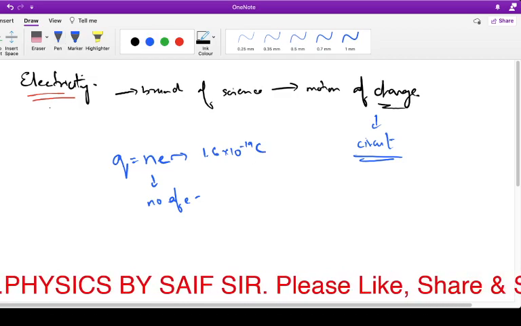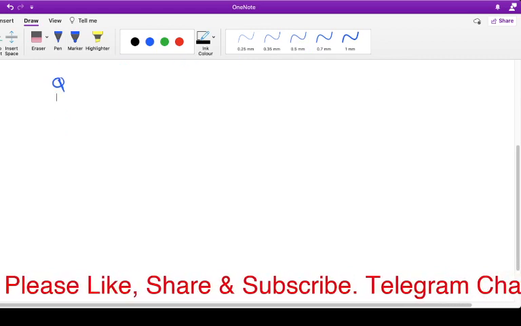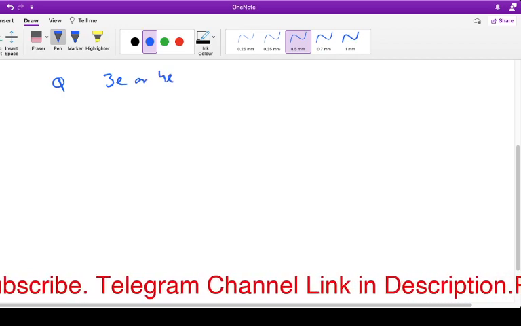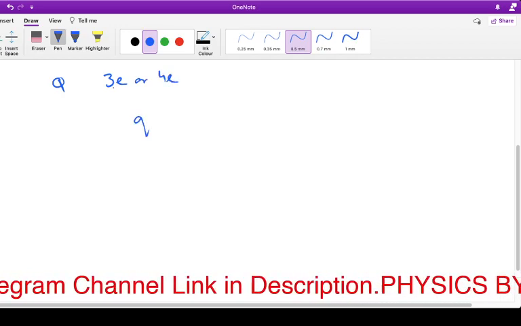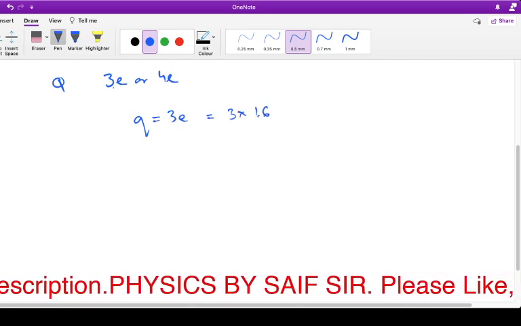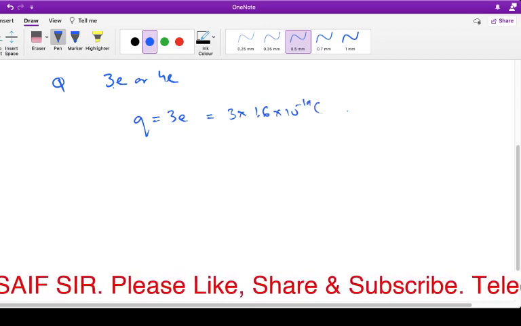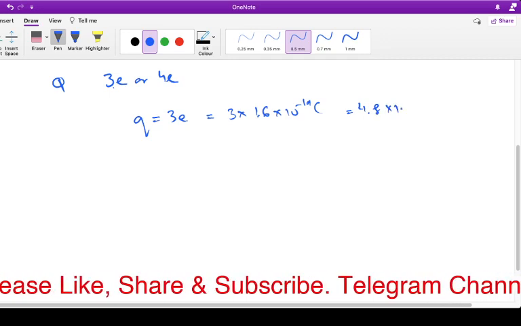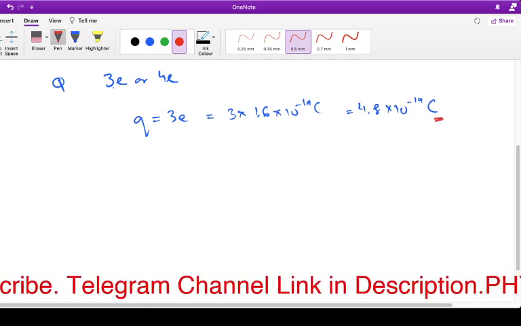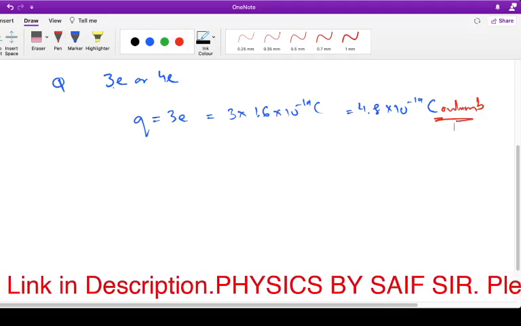Now the next topic comes with if a question is given like this. You have to find the value of the charge for 3 electrons, or you can say 4 electrons. The charge for 3 electrons is Q = 3e, which is 3 × 1.6 × 10^-19 coulomb. It will give us 4.8 × 10^-19 coulomb. Here I am writing C, and this C stands for coulomb. This is the unit for charge.